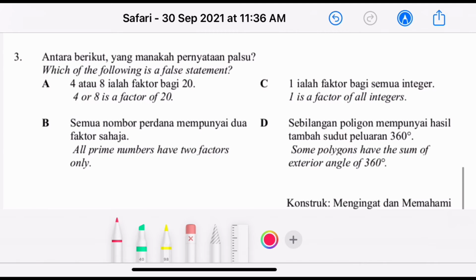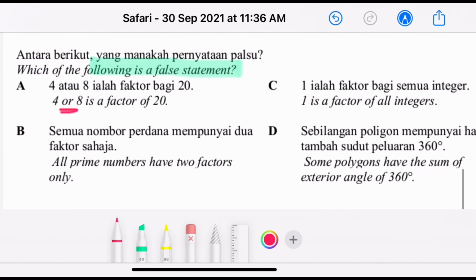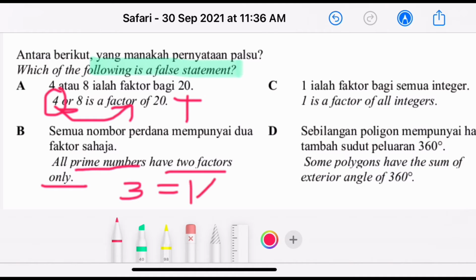For number 3, which of the following is a false statement? Okay, false statement. If there is an 'or' there, if either one is true, it will be true. 4 is a factor of 20, so this is true. All prime numbers have 2 factors. Yes, for example 3, the factors are 1 and 3. Right, 2 factors.